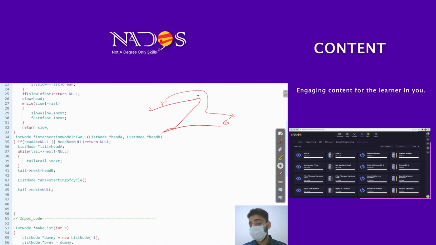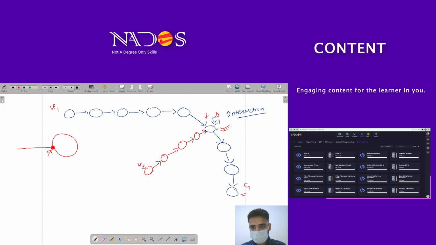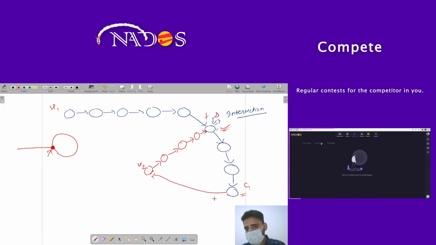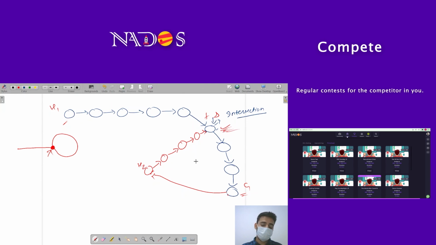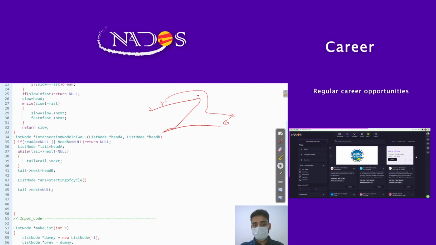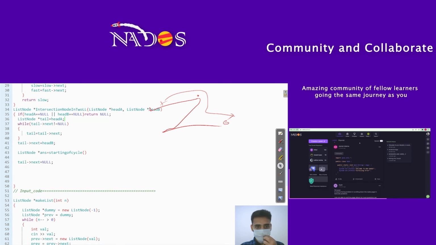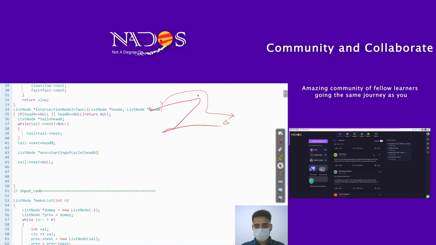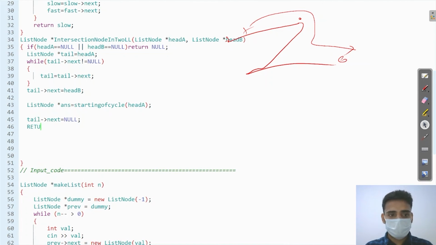Inside this, what will we pass? We will pass head of A, because just suppose we started from head A and we have made this cycle. So we will send this linked list to find the starting point of the cycle. The answer is stored in answer. Now we will simply return answer from this point. So the code is all done.